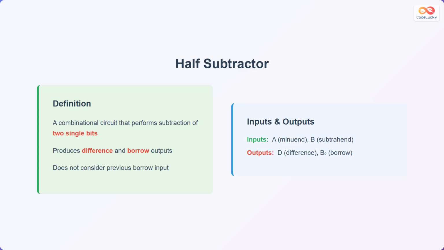Now let's discuss the half subtractor. A half subtractor is a combinational circuit that performs subtraction of two single bits. It produces two outputs, the difference and the borrow. Note that it does not consider any previous borrow input. The inputs to a half subtractor are A, which is the minuend, and B, which is the subtrahend. The outputs are D for difference and B0 for borrow.